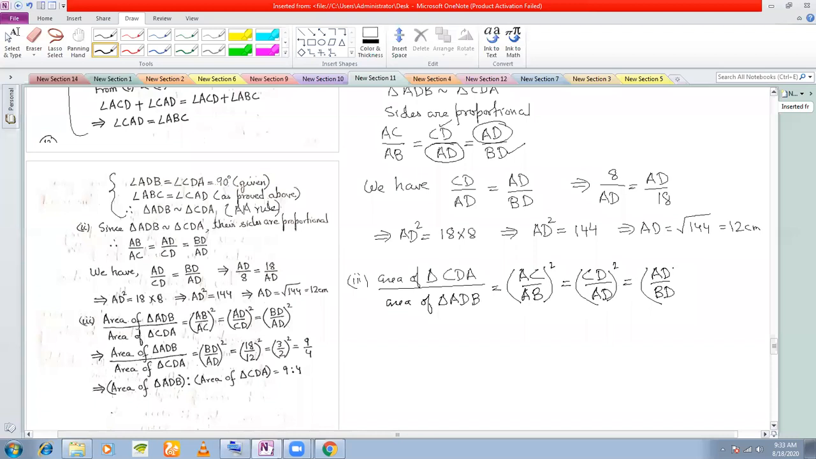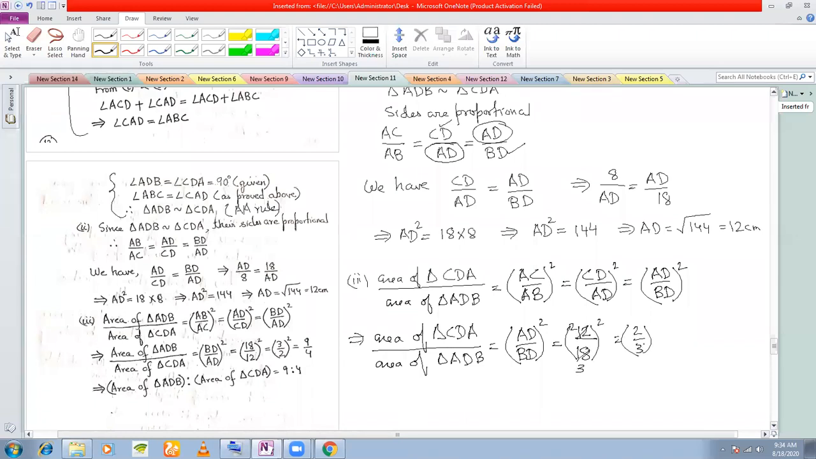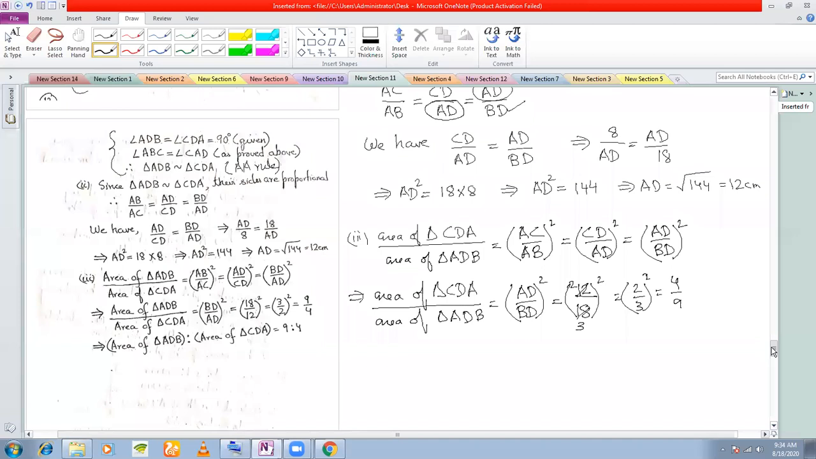Okay, so which one do I know? I know AD by BD, so I'll take the third one. That means area of triangle CDA by area of triangle ADB is equal to AD by BD whole square. And AD is 12 and BD is how much? BD is 18, right? Whole square. First we cancel here, 6 2 6 3. So this is 2/3 square, which is 4 by 9. So area of CDA is to ADB is 4:9.